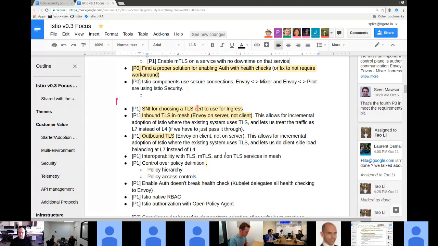So, inbound TLS in mesh. This is where Envoy is on the server but not on the client, but I guess bypassing ingress. Do you know what this is, Wencheng?